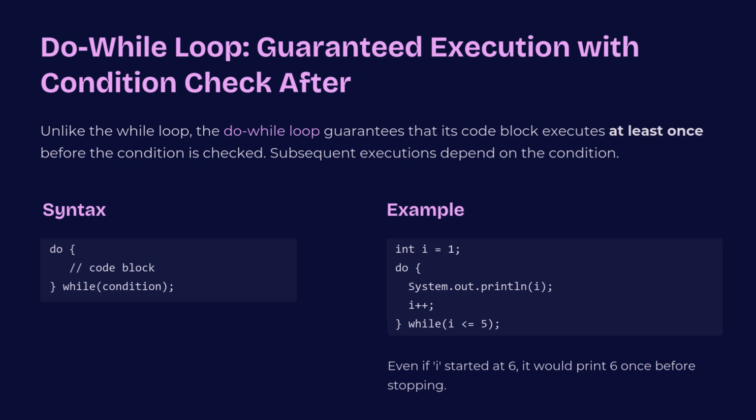Do while loop. Unlike the while loop, the do while loop guarantees at least one execution, even if the condition is false. This is because the condition is checked after the code block runs. For instance, if we start with i equals 1 and use a do while loop, it will print the number at least once before checking the condition. Even if i started at 6, the loop would still run once. This makes it helpful when you want the action to happen at least once, like showing a menu to a user before checking their choice.